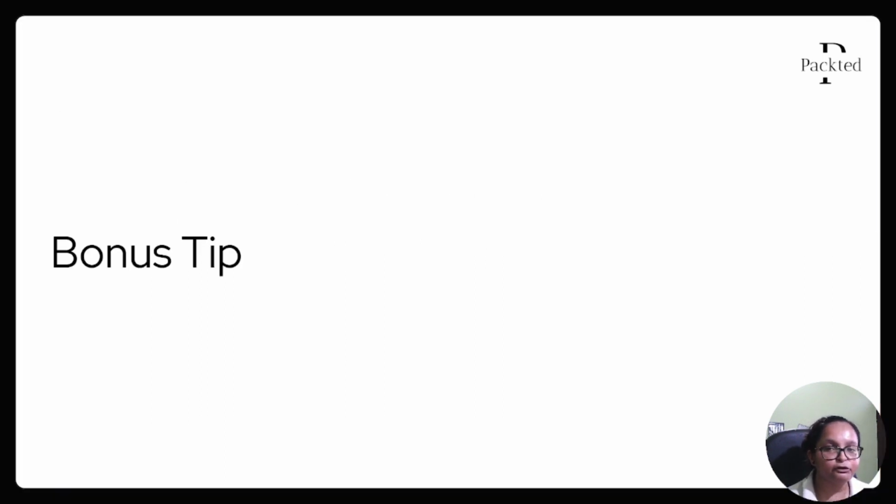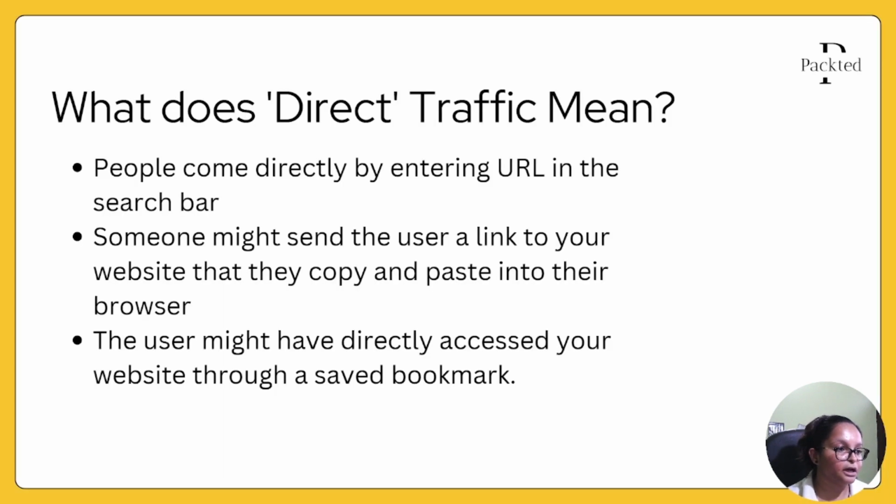Now I am giving you a bonus tip, and I will tell you what direct traffic means in your reports. Direct traffic can be people who are coming directly to your website by entering the URL in your search bar. For example, when you want to go to the Amazon website, you just enter amazon.com in your search bar and go from there. That will count as direct traffic.